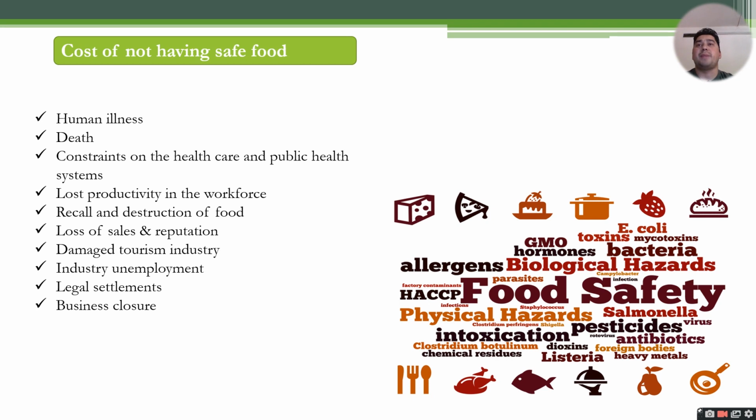And the people who are managing the business may have to go behind bars, because they are the whole and sole responsible persons for food safety in that particular company. So these are the things that can go wrong if you do not maintain your food safe.